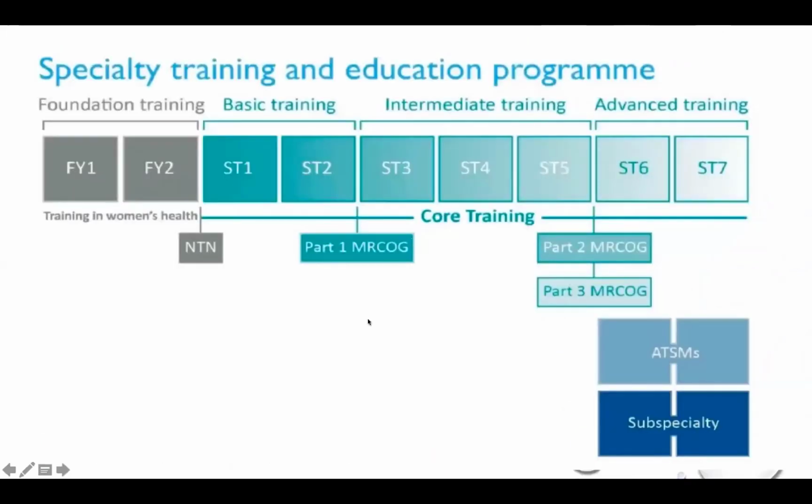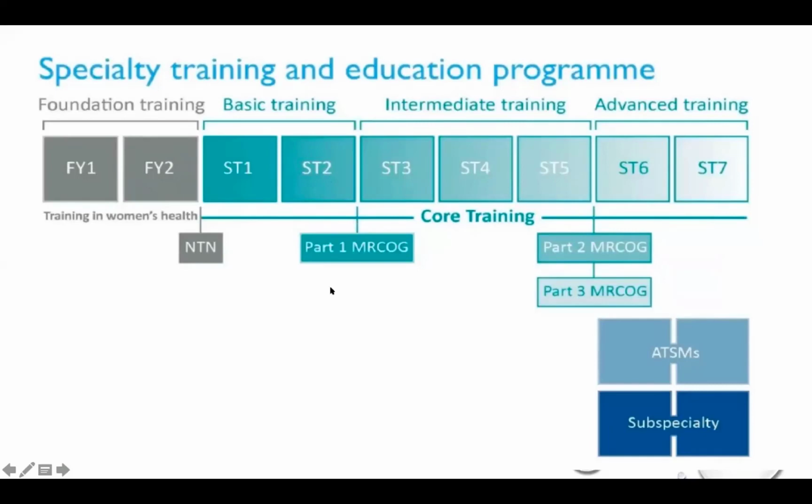So this is the specialty training structure and the educational program. Just one moment. Sorry. FY1 and FY2 are called the foundation training, and at the level of ST1 and ST2, we call it the level of SHO. So FY1 and FY2 are the foundation training years, and the basic training years are ST1 and ST2. FY2, ST1, and ST2 are the senior house officer levels.